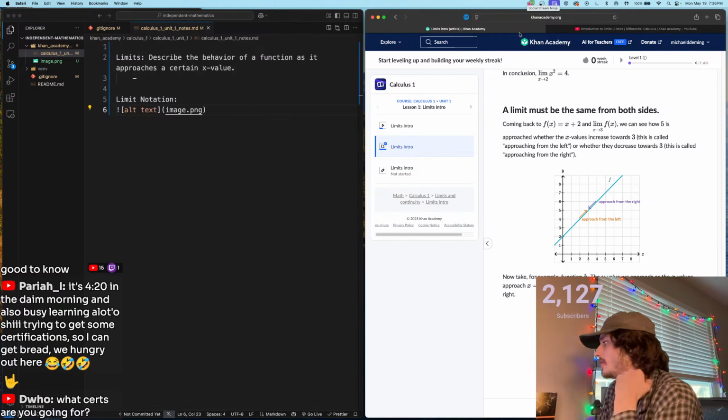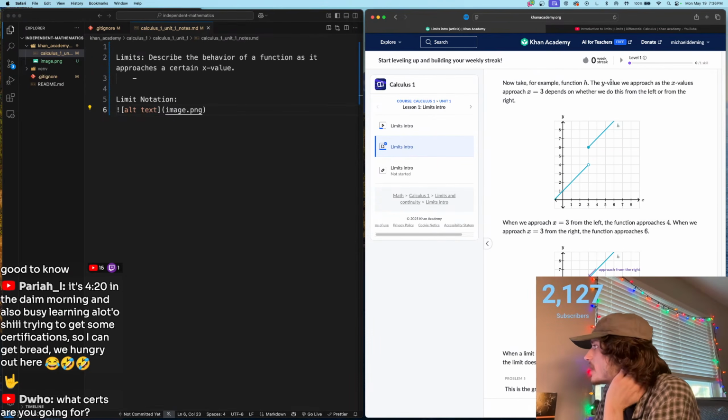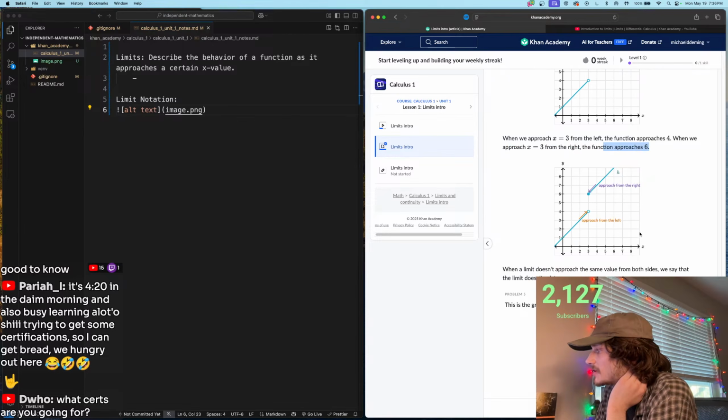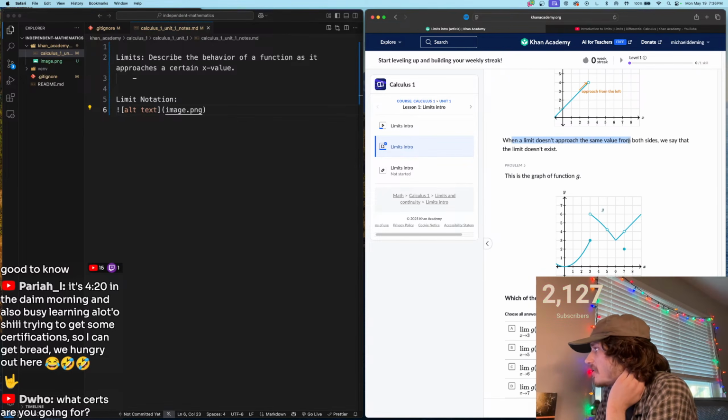Now let's take an example of the function h. The y value we approach as the x values approach x equals 3 depends on whether we do this from the left or the right. When we approach x equals 3 from the left, the function approaches 4. When we approach x equals 3 from the right, the function approaches 6. When a limit doesn't approach the same value from both sides, we say that that limit does not exist. This is the function. Okay.